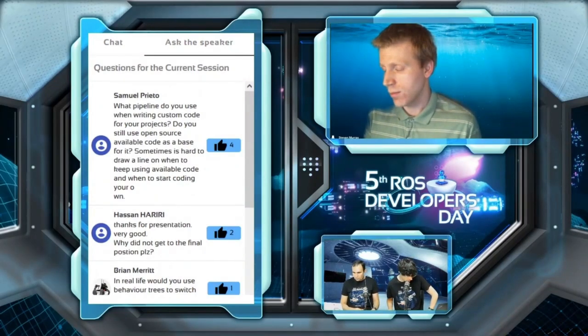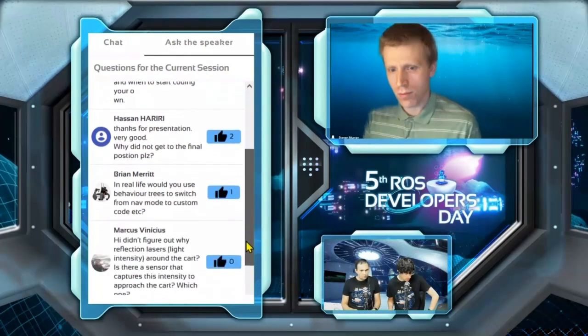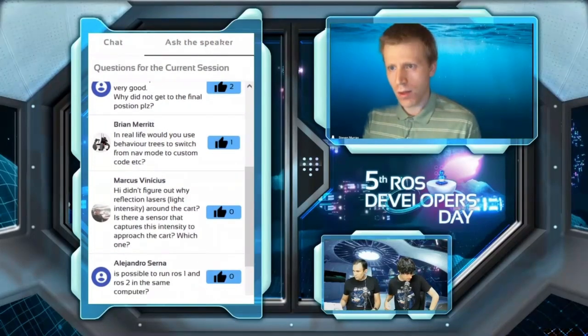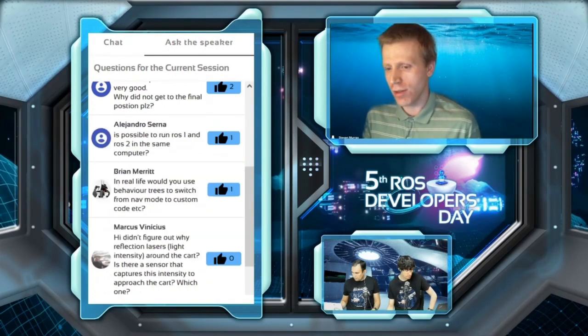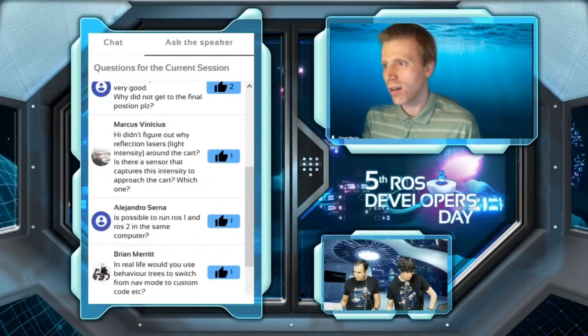We have more questions. Brian Merritt asks, in real life, would you use behavior trees to switch from a nav mode to custom mode code, for example? I think maybe that's an option, but for this project, I didn't do that. Nav2 has behavior trees. You know, that's a core feature of Nav2. We just didn't do it this way for this one. But I would agree that seems like a great thing to do. Okay. More questions? Yes, more questions.